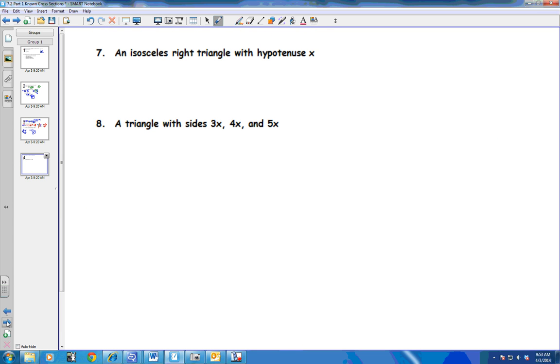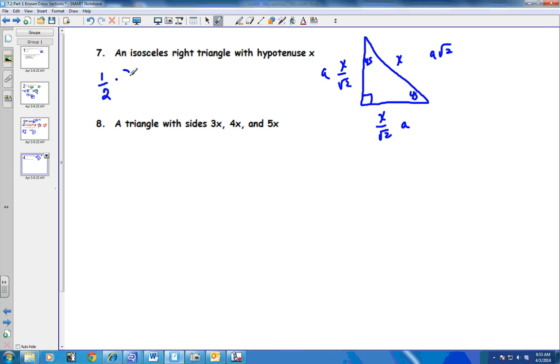Number 7, an isosceles right triangle with hypotenuse x. So I'm going to draw that same triangle. Again, it's a 45, 45. My hypotenuse is x. So remember that this is a square root of 2. This side would have to be x over the square root of 2, and this side is x over the square root of 2. So it's 1/2 times my base times my height. X squared over, what, 4?